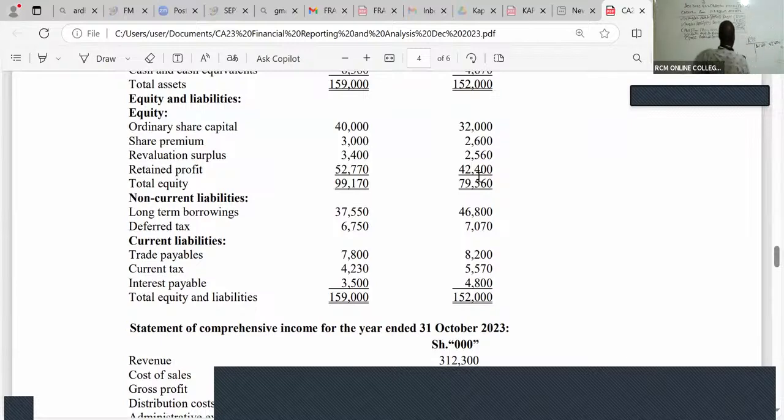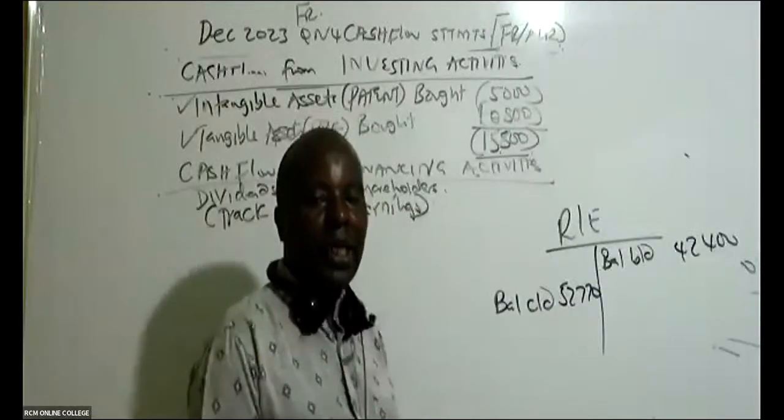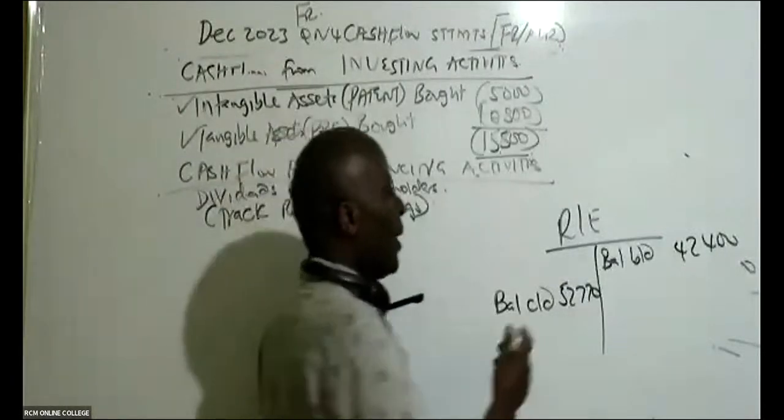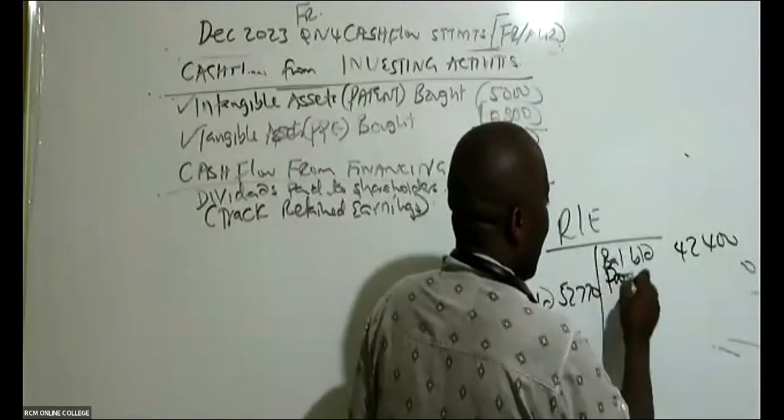And then we have balance carried down. So balance carried down for retained earnings. What do we have here? Balance carried down for retained is 52,770. And now, ladies and gentlemen, remember that these retained earnings will always increase because of the profits that we make in the year. So you come and give us here profit for the year.